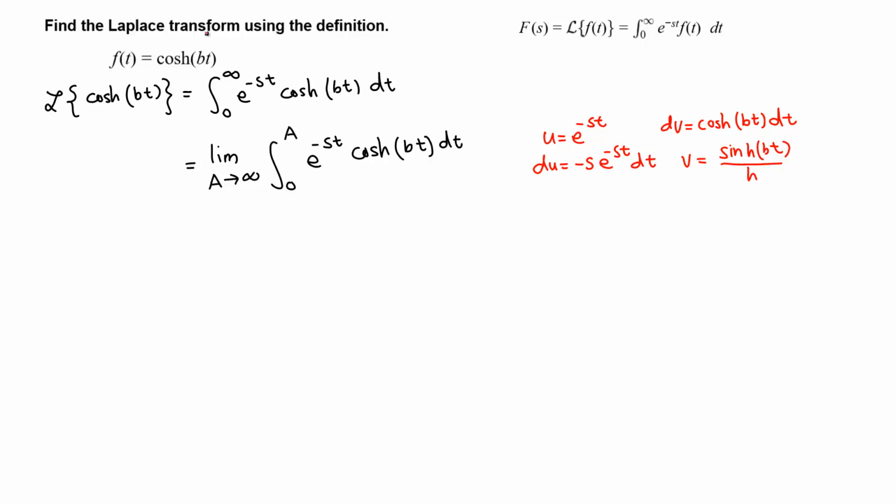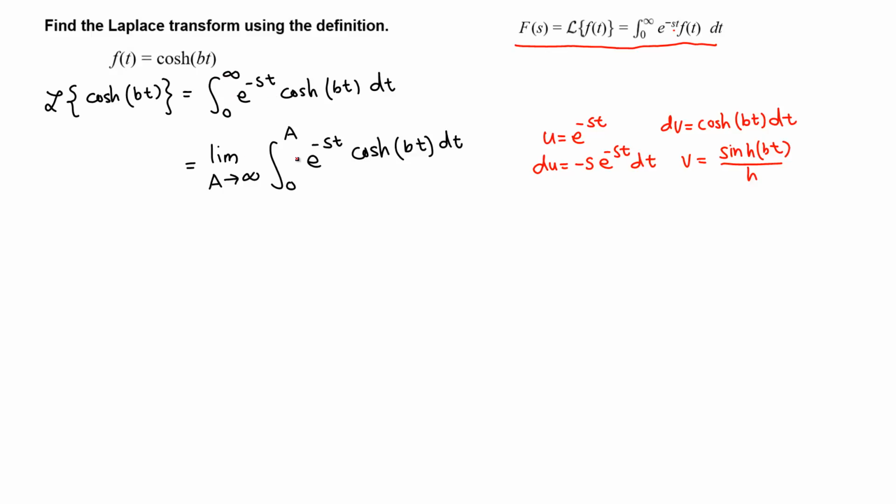Find the Laplace transform of the function cosh bt using the definition. By the definition, the Laplace transform of f, denoted by uppercase F as a function of s, is this improper integral from 0 to infinity of the kernel e raised to negative st times the function itself, dt. So the Laplace transform of cosh bt is the integral from 0 to infinity of cosh bt times e raised to negative st dt. This is just from the definition.